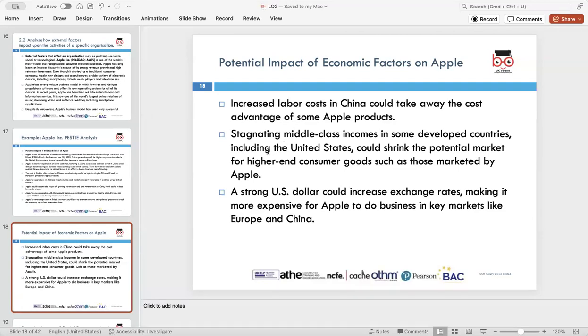So the potential market for higher end consumer goods, such as those offered by companies like Apple, could be reduced if the incomes of the middle class in several industrialized countries, notably the United States, become stagnant. A robust United States dollar has the potential to boost exchange rates, so causing it to increase commerce in key markets such as Europe and China is more expensive for Apple to conduct.